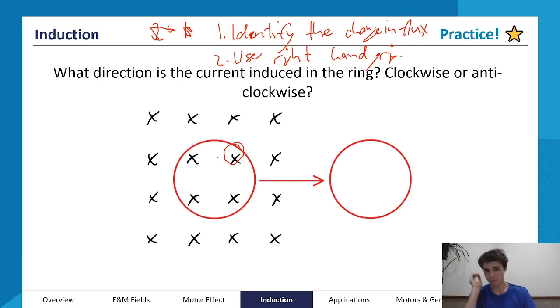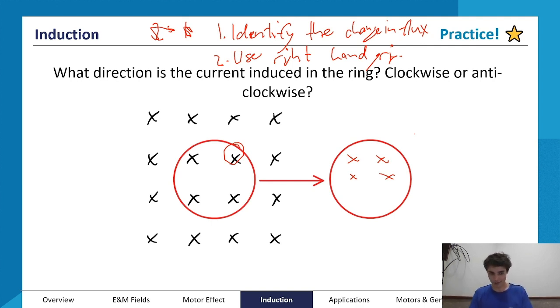Now, here's the step that most people struggle with, which is how do we oppose that change? What can we do to cancel out whatever change was happening? Well, if we lost a magnetic field, the way we can cancel that change is we can reinstate the magnetic field. We can add it back. We can make a fake version of a magnetic field moving into the page. Hopefully that made a little bit of sense.